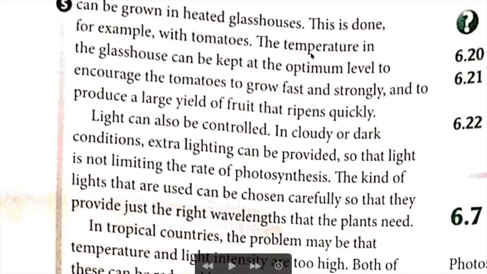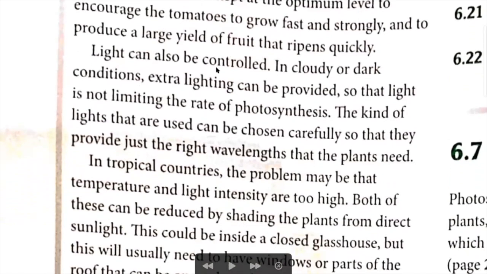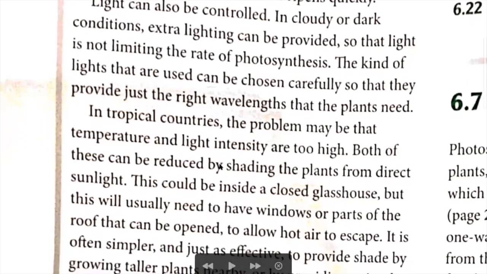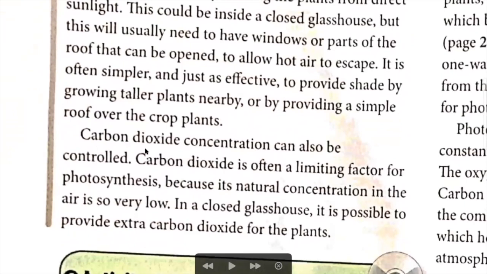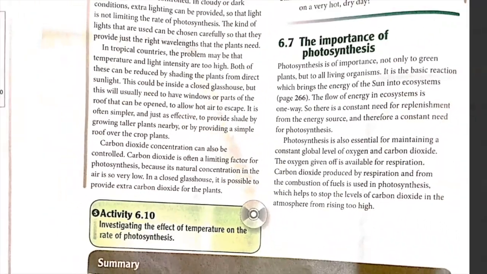Why? Because the first one, we can keep the temperature in the glass house, so that we can keep them in the optimum level. And then the light also can be controlled. In the cloudy and dark condition, extra lighting can be provided. And the light is not a limiting factor for the rate of photosynthesis. So sebagai contoh, waktu winter. Because we know that during winter, the weather is gloomy, right? Dark. So the plant cannot do photosynthesis. So in the glass house, you can control the light. Awak boleh cerahkanlah cahaya tu supaya this will enable the plant to do photosynthesis. At the same time, the concentration of carbon dioxide can also be controlled. Awak juga boleh control, okay, concentration of carbon dioxide.